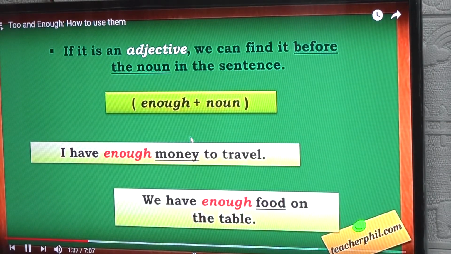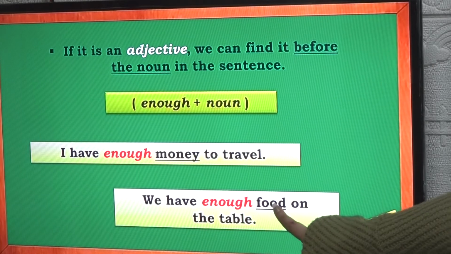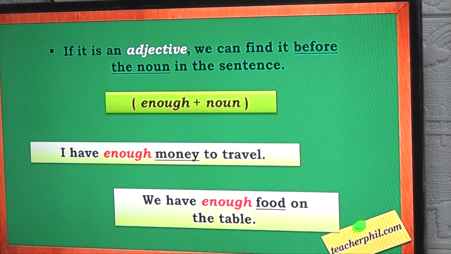We have enough food. Food is the noun here, okay? In these sentences, our nouns are money and food. Notice that enough comes before the nouns. Therefore, enough here is an adjective. It modifies the nouns money and food.